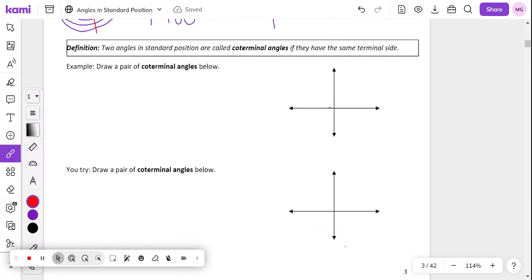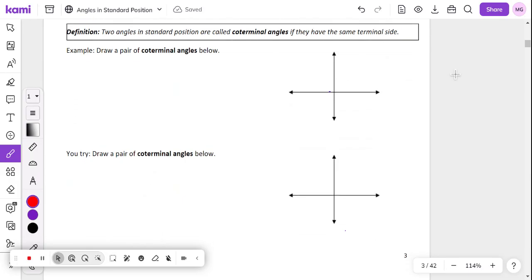So we have to think about our angles being more than 360 degrees. A word we're going to use a lot is coterminal. Coterminal angles are angles whose terminal sides are in the same location. So what does that mean? Well, I'm going to give you an example here.